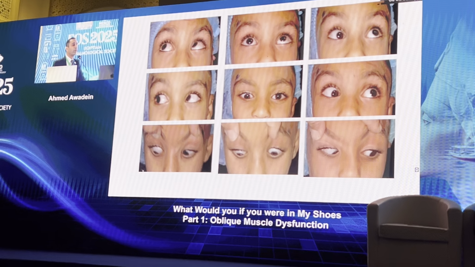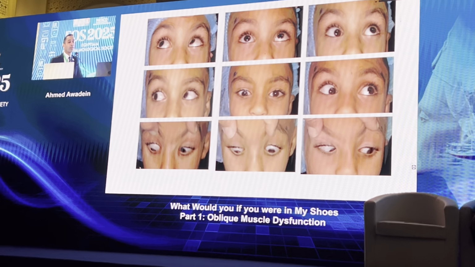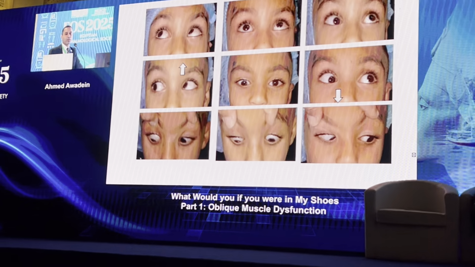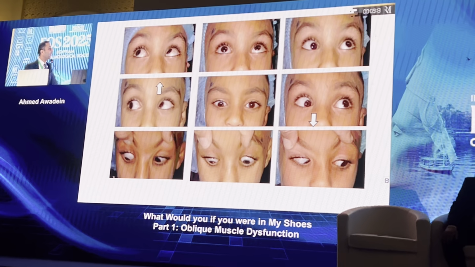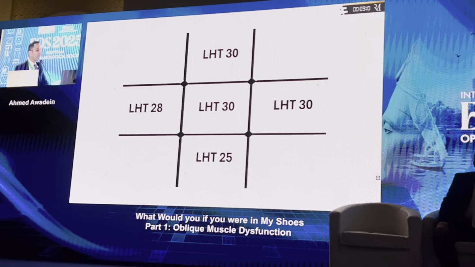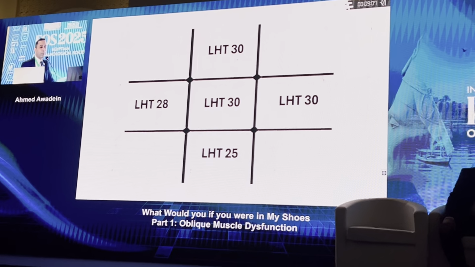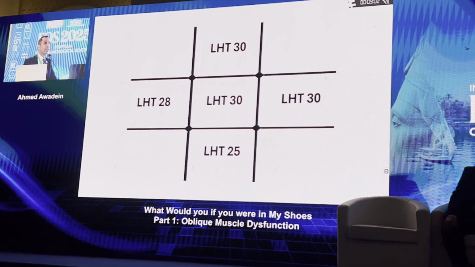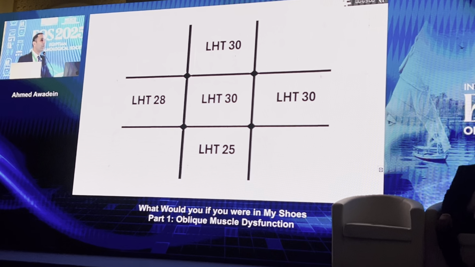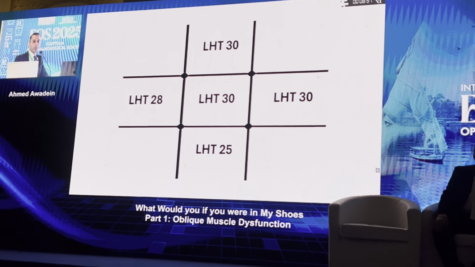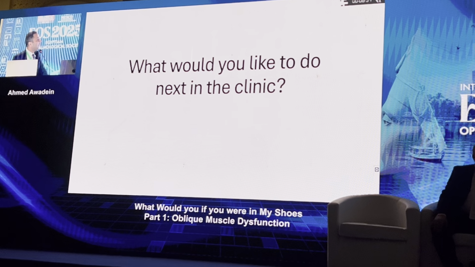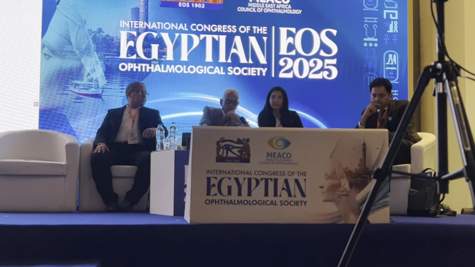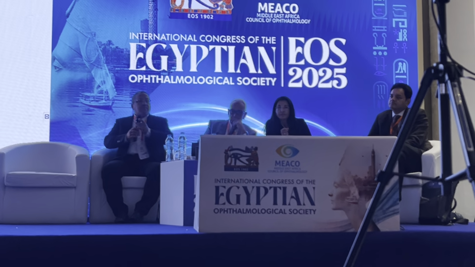And if we try to examine the versions, still the deviation is comitant. The hypertropia is almost equal in right gaze and in left gaze, so you cannot tell whether this is a problem in which vertical muscle. And when you measure the deviation, it is almost equal, 28 prism diopters in right gaze and 30 in left gaze. So this is more or less like a spread of comitance after a vertical muscle or an oblique muscle palsy. So what would you do in a patient with a spread of comitance? Dr. Ahmed, what would you like to do? What would you like to see in this patient?